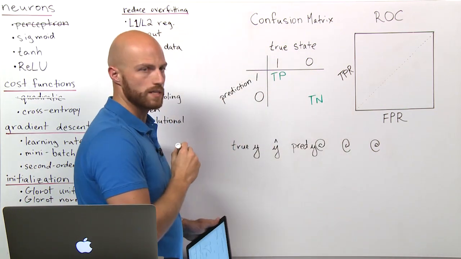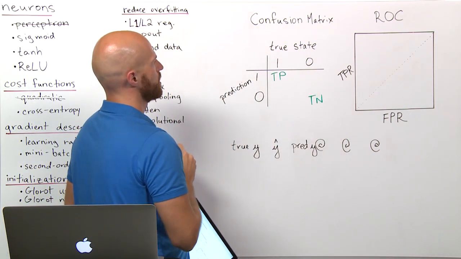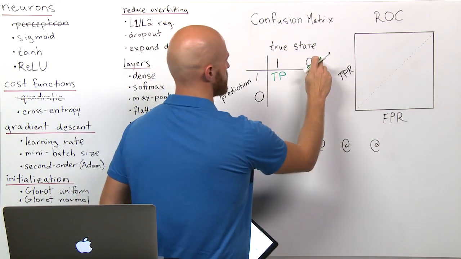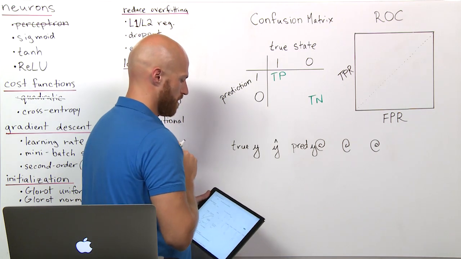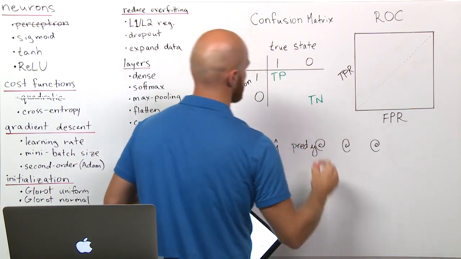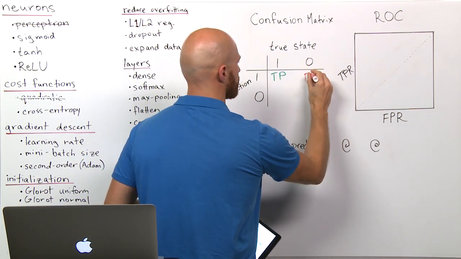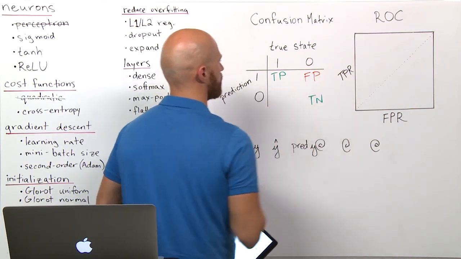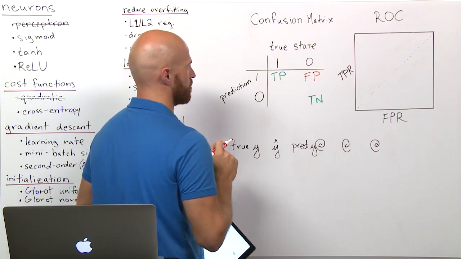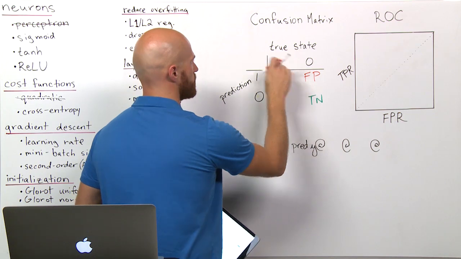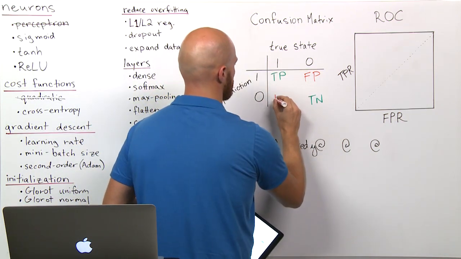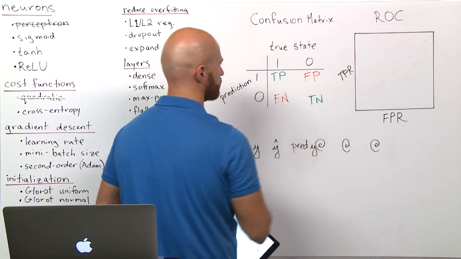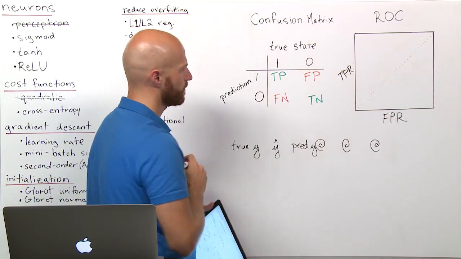It's also correctly classified. Now, if the true state of the world is that this is a negative review, but our model predicts that it's a positive review, then this is incorrect. This is a false positive. Likewise, if the true state of the world is that this is a positive review, but our model says that this is a negative review, then this is a false negative. With me so far? That should be pretty clear.